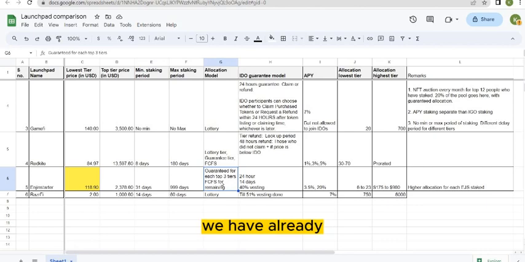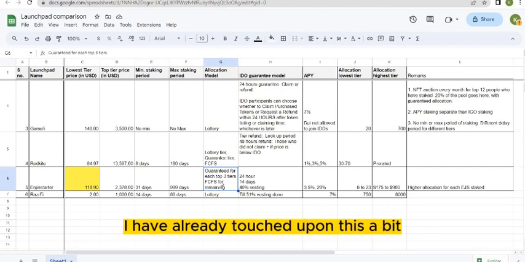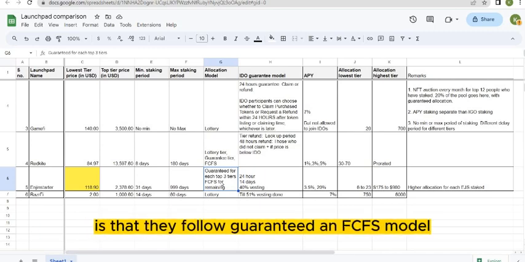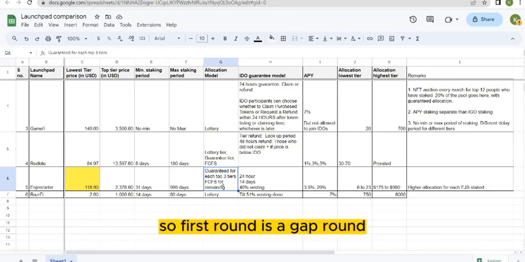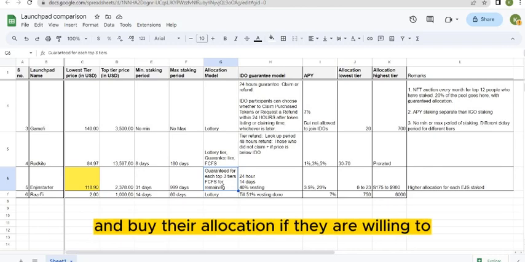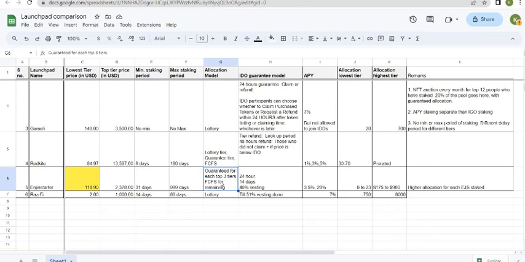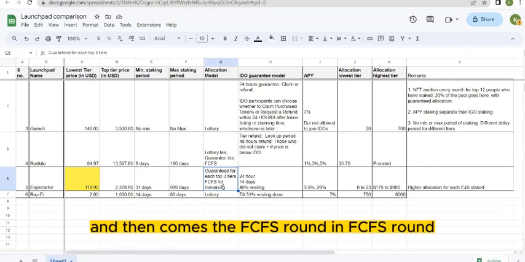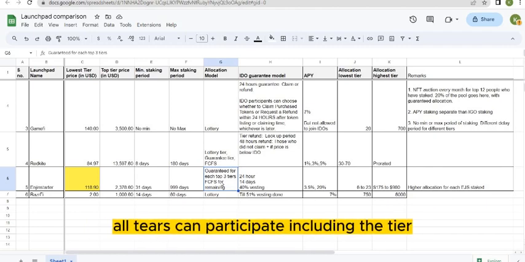Allocation model, I have already touched upon this a bit, but let me elaborate once again. They follow a guaranteed and FCFS model. The first round is a guaranteed allocation pool, where stakers can come and buy their allocation if they are willing to. And then comes the FCFS round. In the FCFS round, all tiers can participate, including the tier which costs you only $5 to get in.